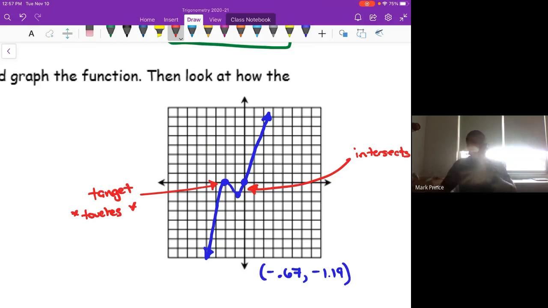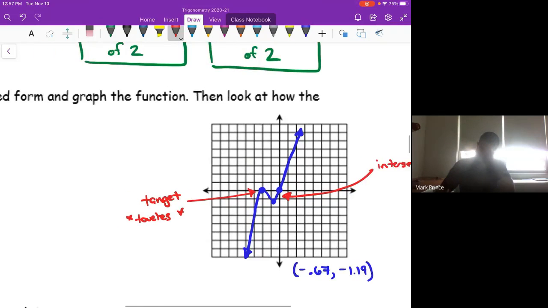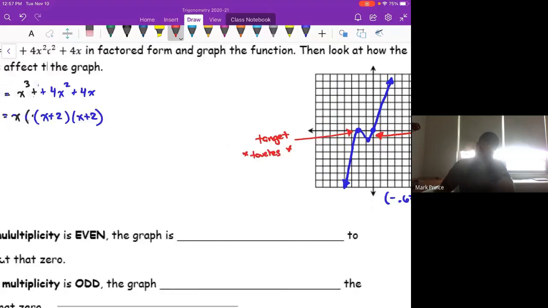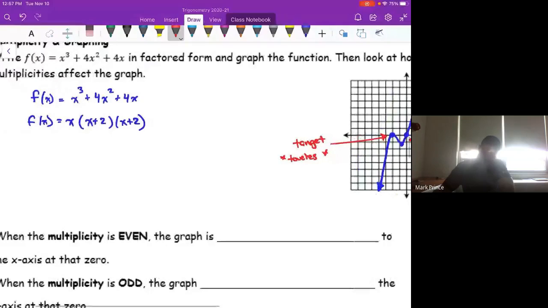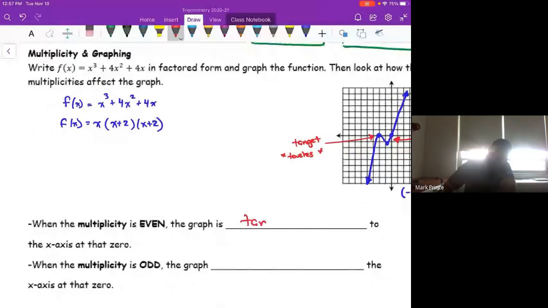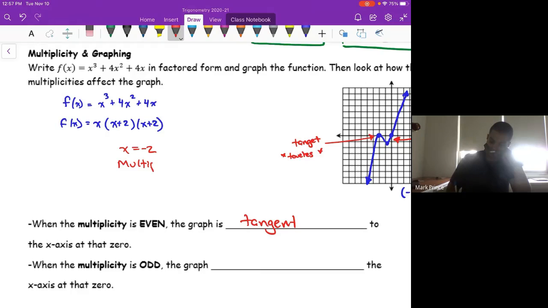Now, why do I say this right now? Because the next part down here is when multiplicity is even, the graph is tangent to the x-axis at that zero. Now, if we look at my factors, I ended up with x equals -2. That had a multiplicity of 2. And on the graph, at x equals -2, it just touches that point and doesn't cross through it.